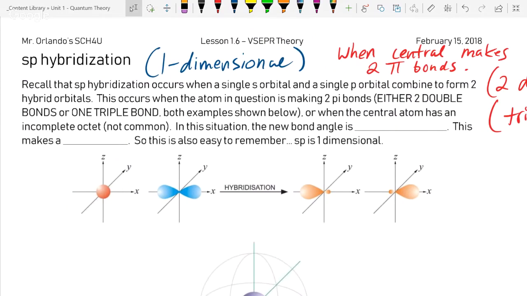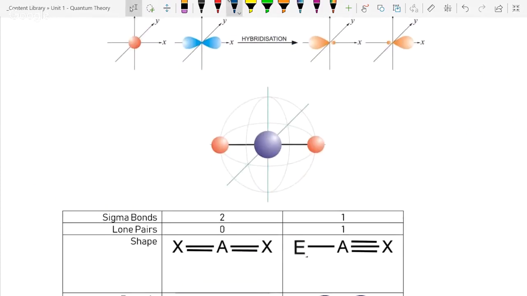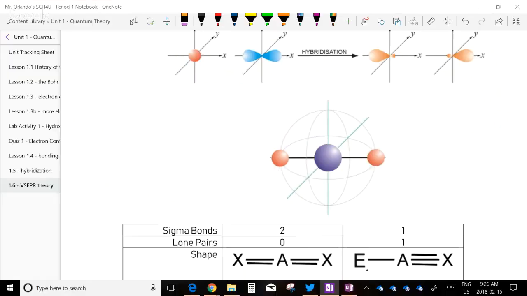What will the bond angle be here? What's it got to be? Very good. Bond angle's got to be 180 degrees, right? This makes a line. sp is one-dimensional. And again, man, do I hate this diagram, because it would either have to be that, or how else could I do it? Yep, I could do it with a triple, or I could do it with 2 doubles.